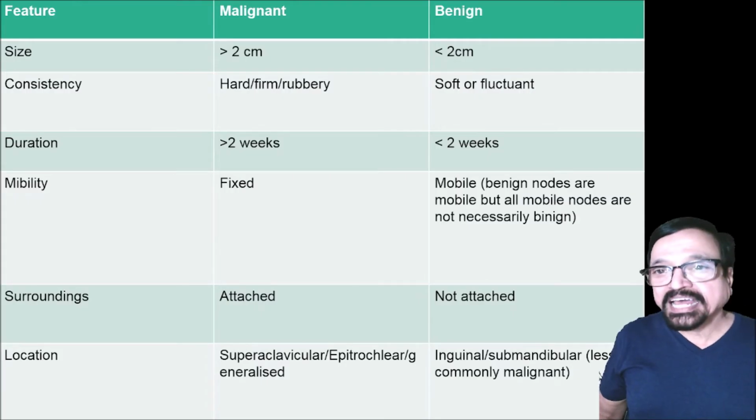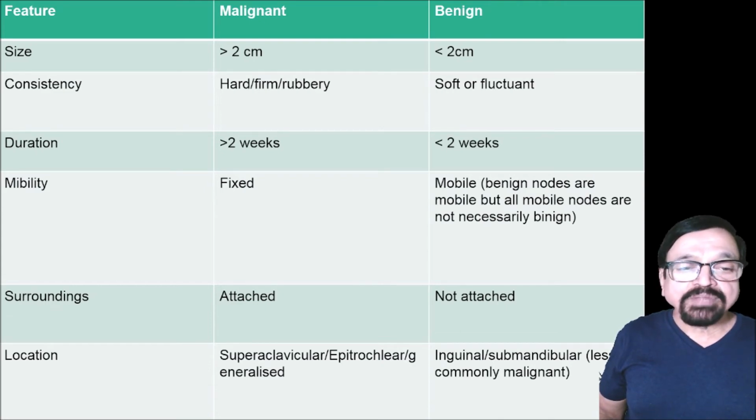Now here there are features. Size in malignant is more than 2 centimeter, benign less than 2 centimeter. Consistency is hard in malignancy, firm to rubbery, and soft or fluctuating in benign. Duration in malignancy is more than 2 weeks, in benign less than 2 weeks. Mobility: malignant nodes are fixed. Benign nodes are mobile, but all mobile nodes are not necessarily benign. All remaining characters have to be checked. Surrounding attachment: there is fixation to the surrounding in malignancy. The benign nodes will be moving, and location is supraclavicular, epitrochlear.